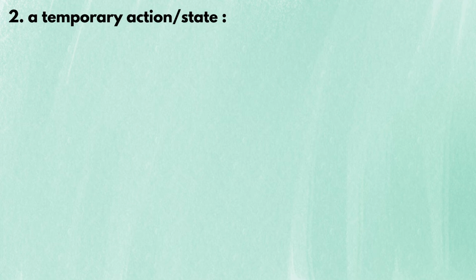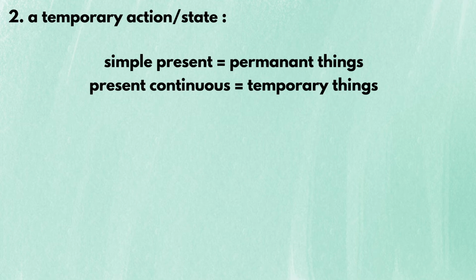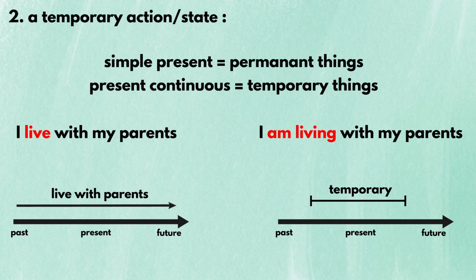This also makes sense because in English you have the simple present tense to express something permanent. So if you deliberately chose the present continuous tense over the simple present tense, then you're implying that something is temporary. For instance, I live with my parents means you lived with your parents in the past, live with them now, and are likely to live with them in the future. However, I am living with my parents implies that the action is temporary.